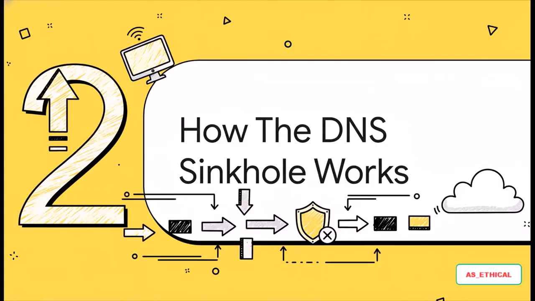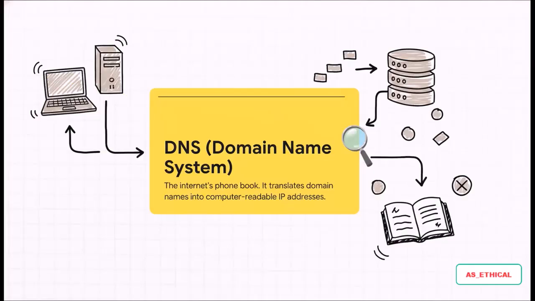Okay, so how does this DNS sinkhole thing actually pull it off? Well, it all boils down to understanding a little something called DNS. Think of DNS as the internet's phone book. It's really that simple. When you type howtogeek.com into your browser, your computer actually has no idea where that is. It has to ask a DNS server, like, hey, what's the phone number for howtogeek.com? And the server looks it up and replies with an IP address, a string of numbers that your computer can actually connect to. Every single device you own is using this phone book all day, every day.